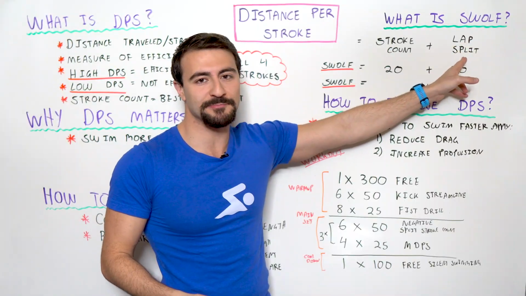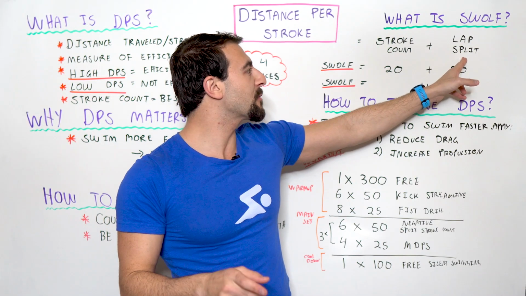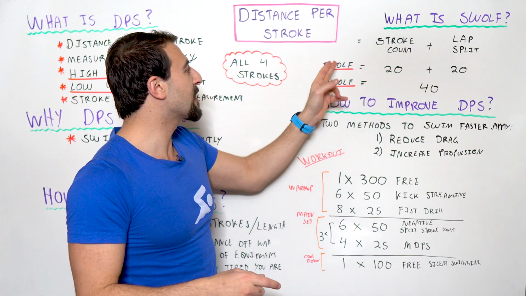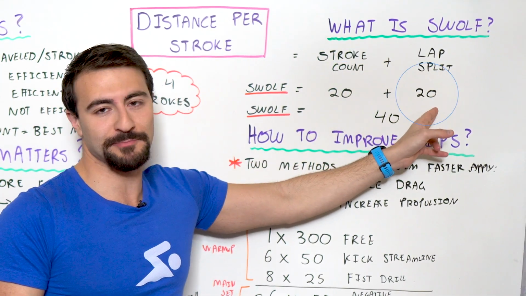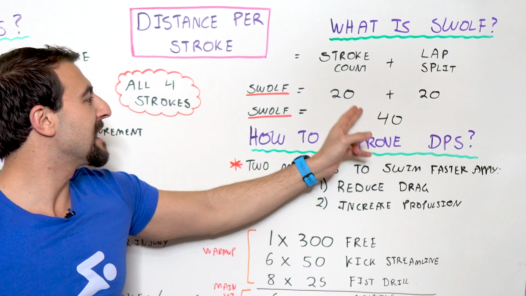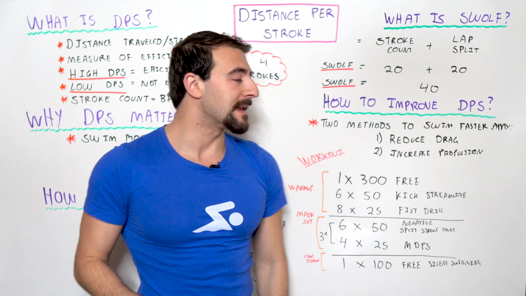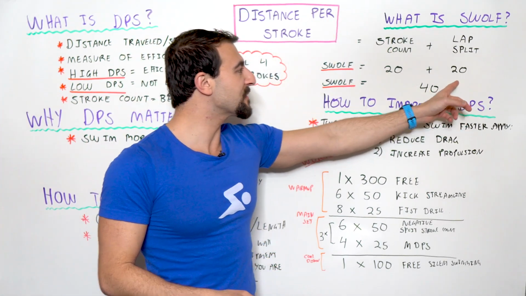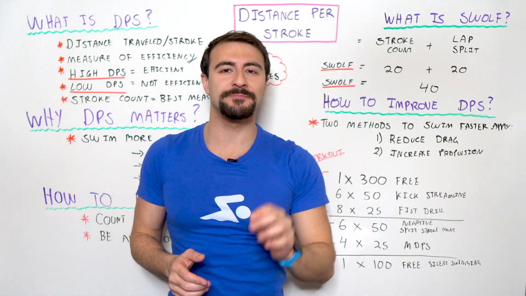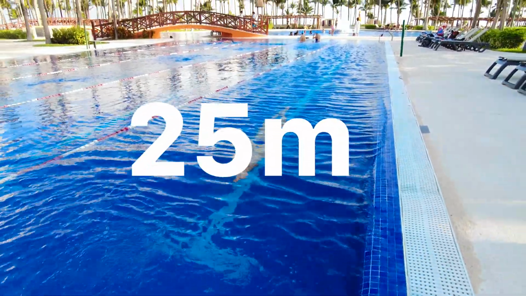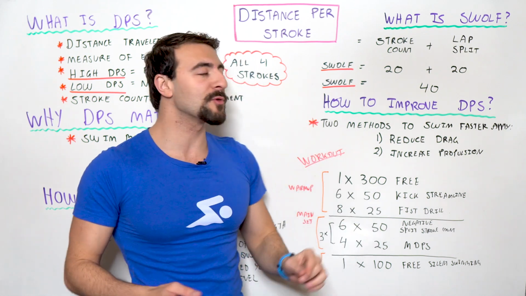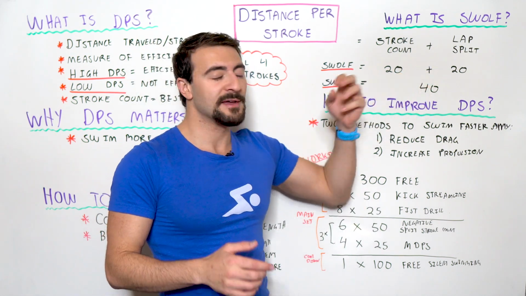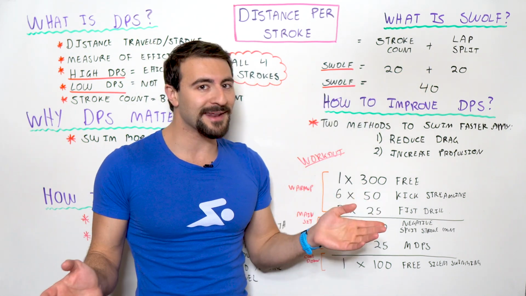And that's why the lap split is very important. Really quick reminder, the way this math works, you're going to take your SWOLF by adding your stroke count and your lap split, and that total time is your SWOLF score. Now, it's really important to remember that this lap split is based on a 25-meter time, 25-meter distance.